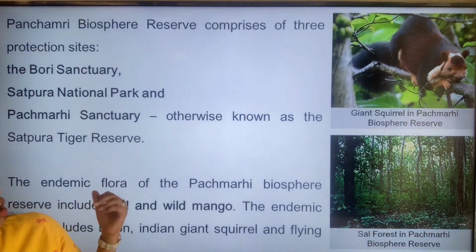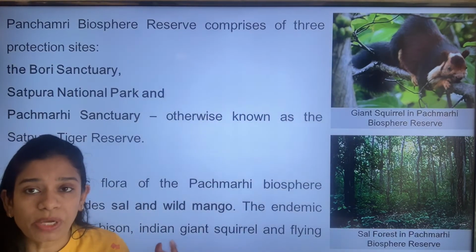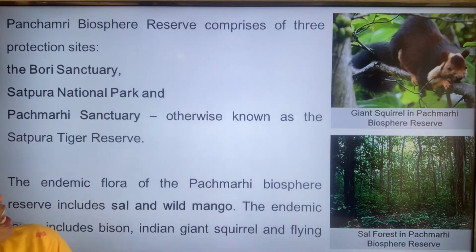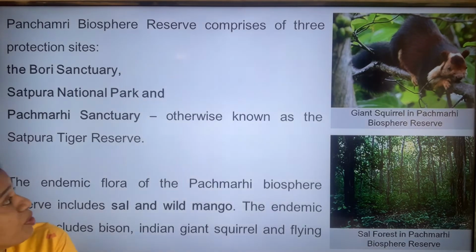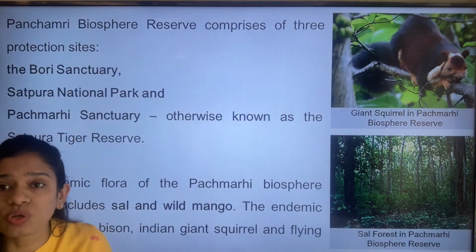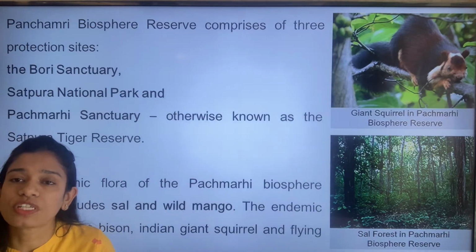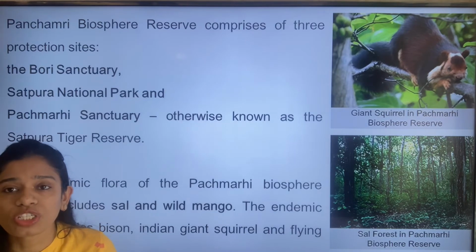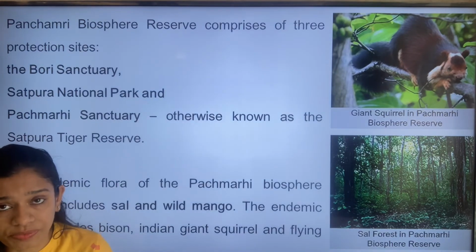Now let's talk of a Biosphere Reserve, the Panchmarhi Biosphere Reserve in Madhya Pradesh. It comprises 3 protection sites: the Bori Sanctuary, the Satpura National Park, and the Panchmarhi Sanctuary, which is also known as the Satpura Tiger Reserve. I told you that the Tiger Reserve was first started as a project in order to protect the tigers.